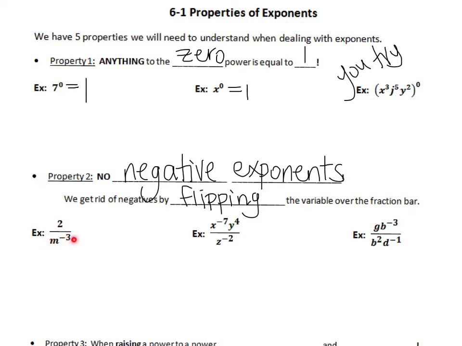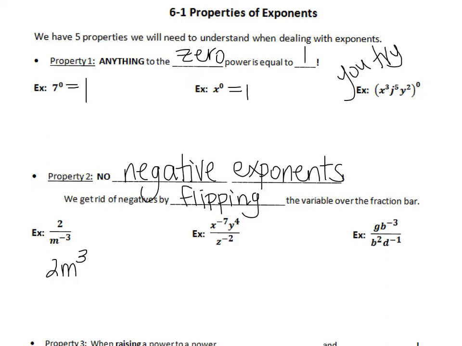So m to the negative 3, it's in the denominator. To make this negative 3 turn positive, we just flip it. So instead of being in the denominator, we're going to flip it, and now it's in the numerator. So our answer will be 2m cubed. And I say our answer, I just mean when we simplify it, because again, you're not allowed to have negative exponents. When you move that m to the negative 3 to the numerator, there's nothing left in the denominator, so we don't even have a fraction anymore.